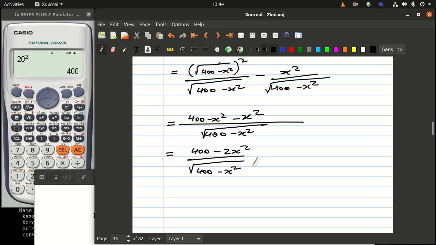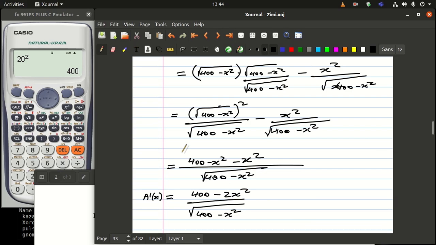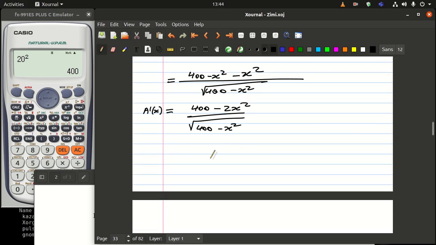The next thing that you wanted to do, remember that this one is actually the first derivative with respect to x of the area. We're just simplifying here. The next step is you want to find the values of x that are making this equal to 0. So you set it equal to 0 and solve for x. This thing here is only going to be equal to 0 if the numerator is equal to 0. In other words, if we have 400 minus 2x squared is equal to 0, because if the denominator is equal to 0, this whole thing is going to be undefined.